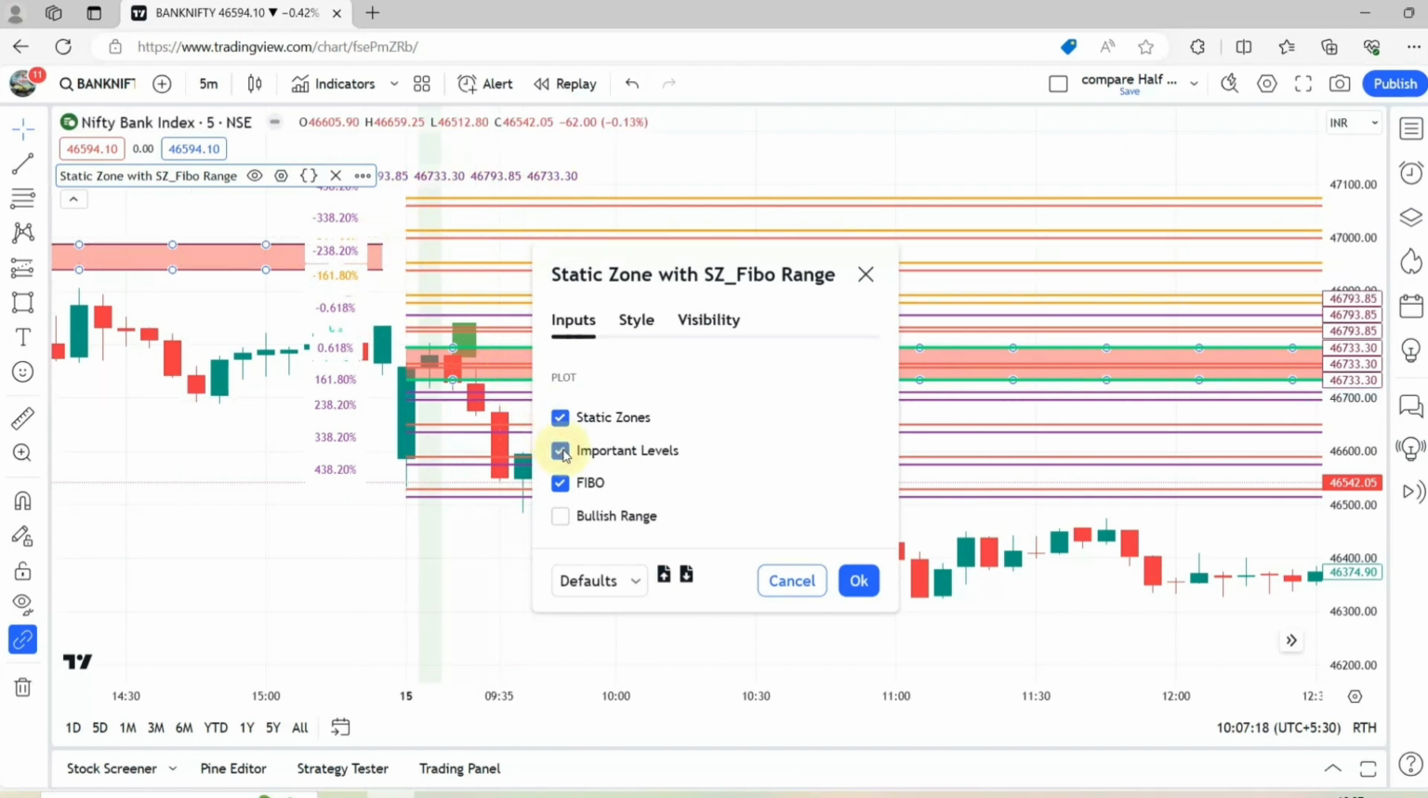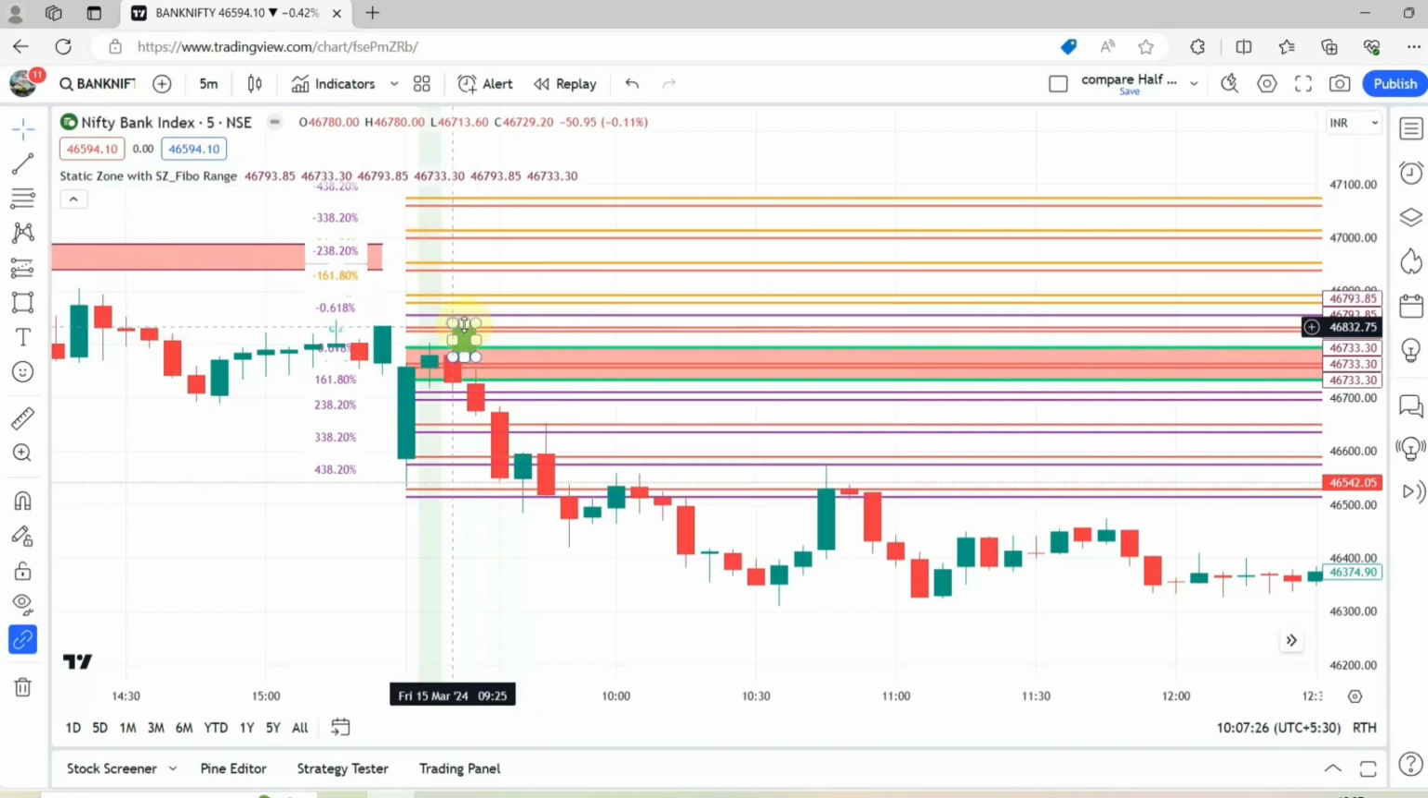So you can also enable this in live market only. You can see this important level. So this important level in live market, if you are seeing this important level here, for example today, if the breakout happened for this level, that is static zone, then we are going to expect the target here, right? But before going on to this target here, we should consider the important level also.